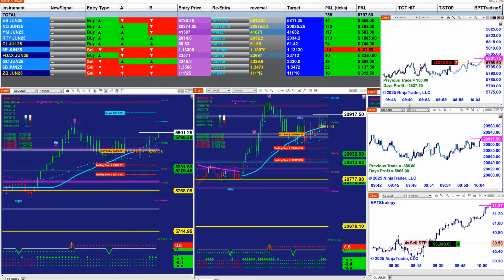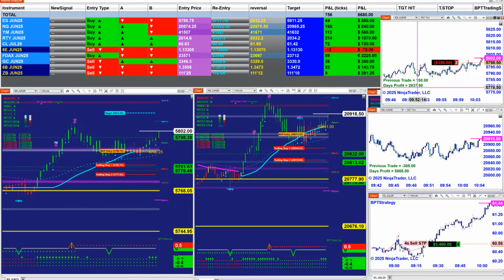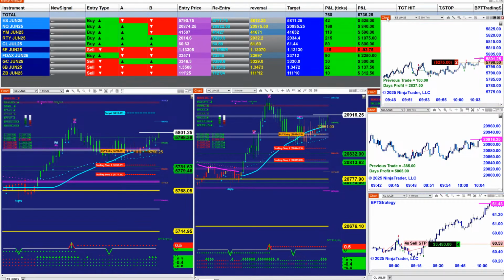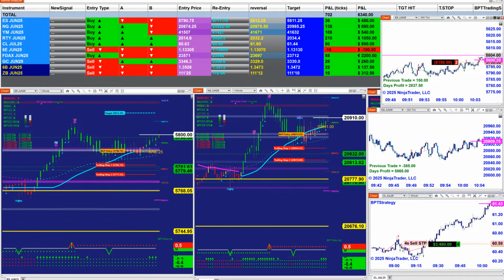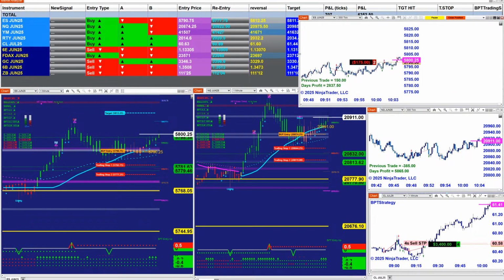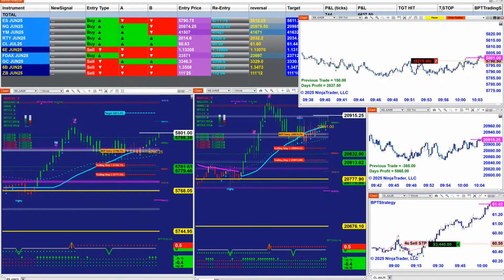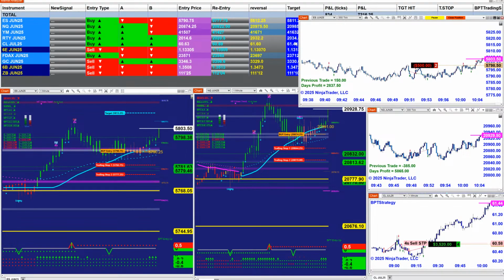On the ES, we have 2,837, and it is usually based on one contract, but there is a chance to take another trade when there is a reversal. So we can add one more trade when there is a reversal, but we can close the position if we want to and leave it at 1.